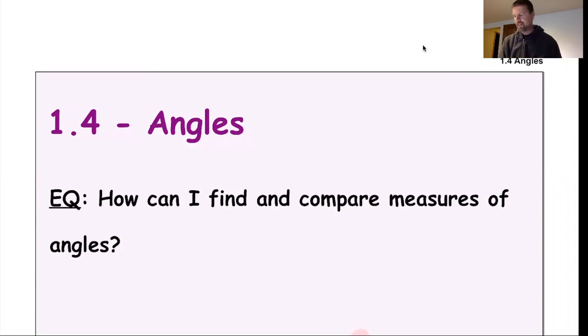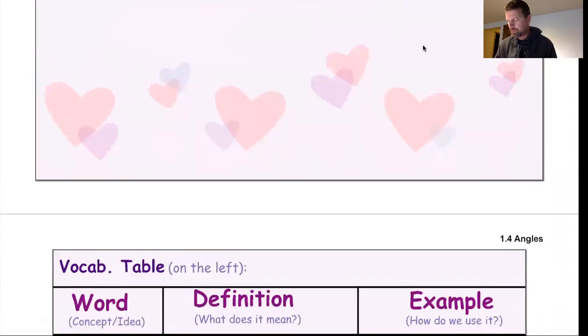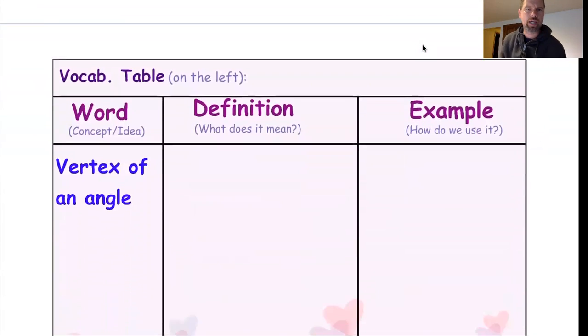Welcome back. Today we're talking about chapter 1.4, angles. Specifically, how can I find and compare measures of angles? Also name them. All right, so there's a little bit of vocab to go over.